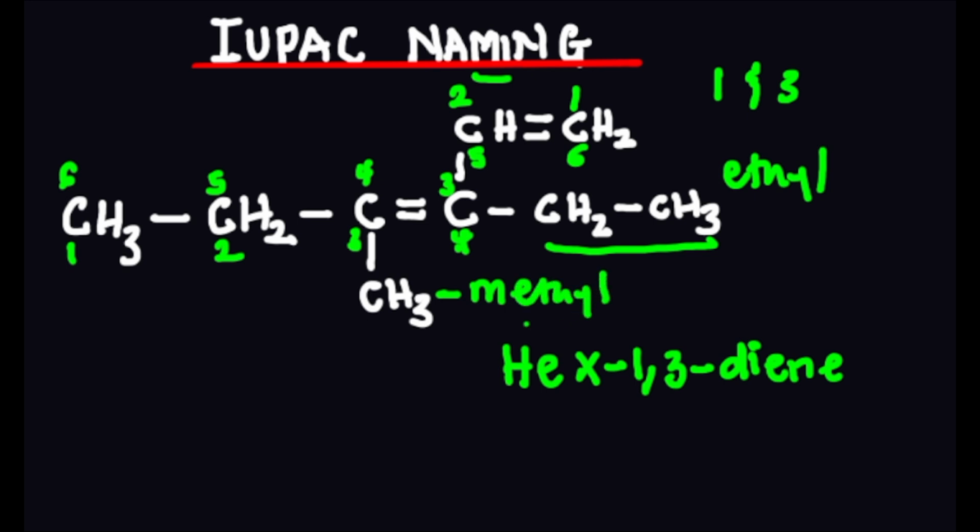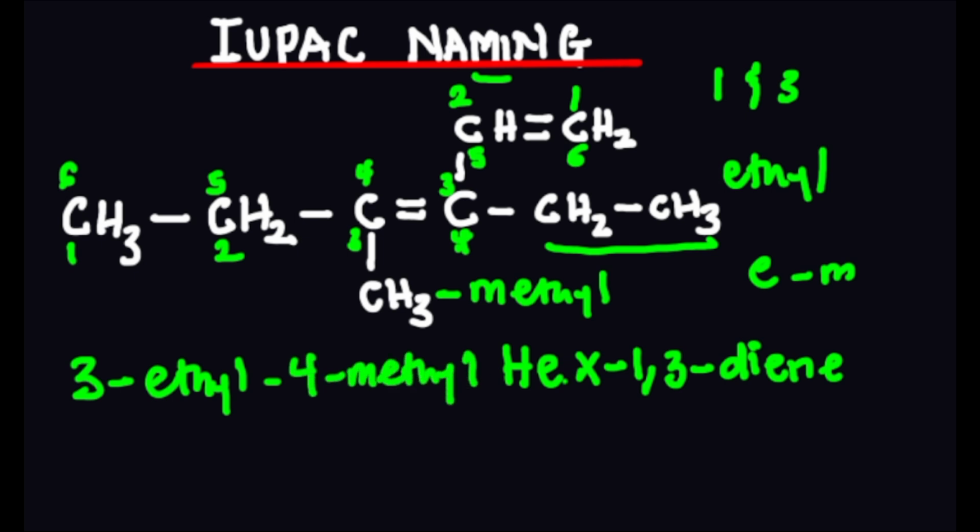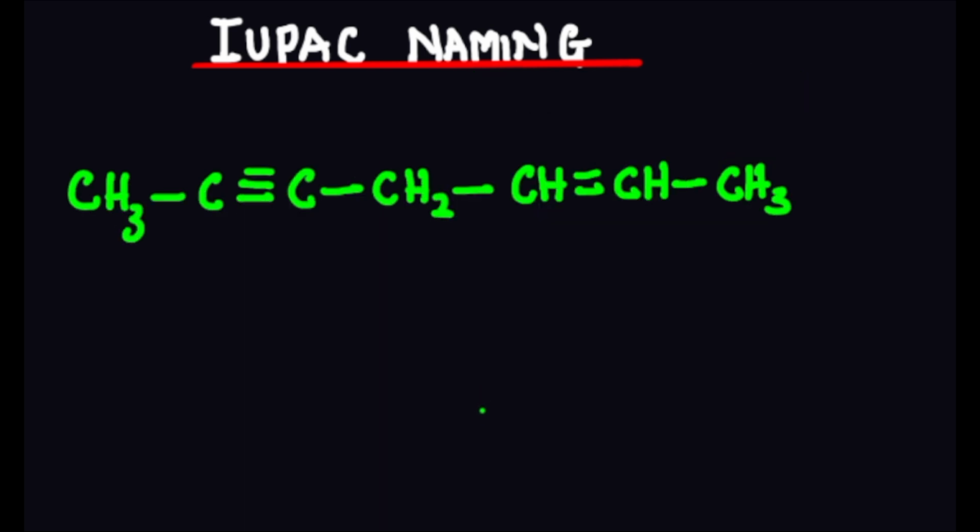According to alphabetical order, E comes before M, right? So in that case, I'm going to consider E first, and that's going to be 3-ethyl. Then on position 4, that's another methyl, so 4-methyl, hex-1,3-diene. That's basically the name. Now take a look at this compound that we have here.